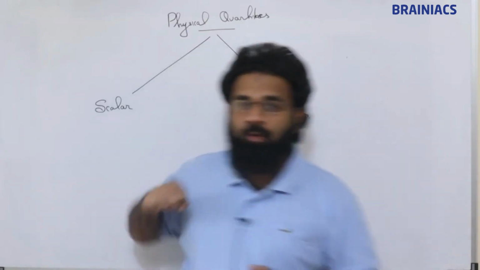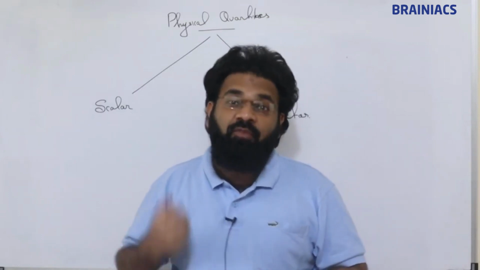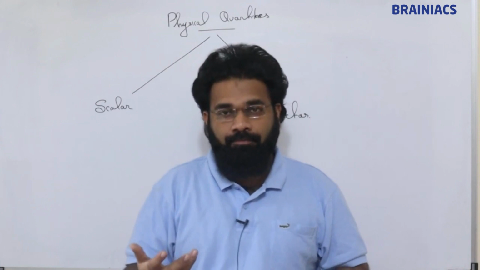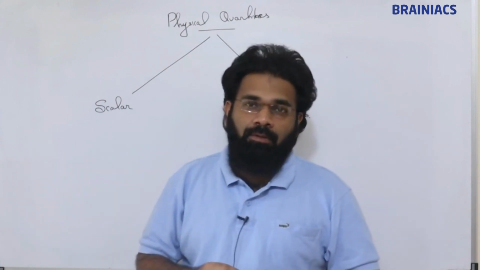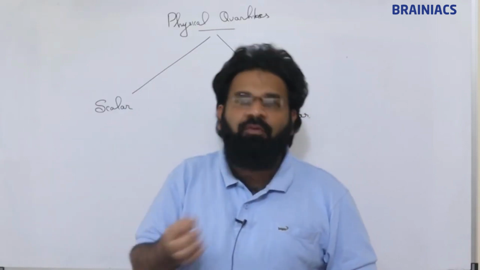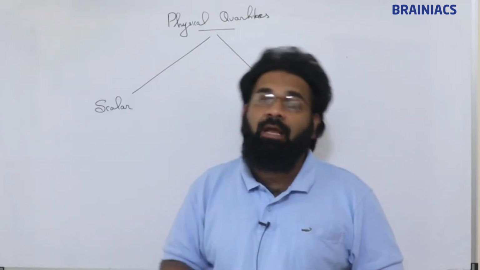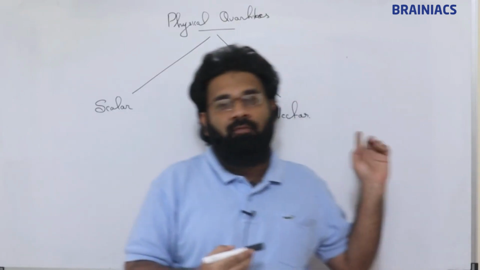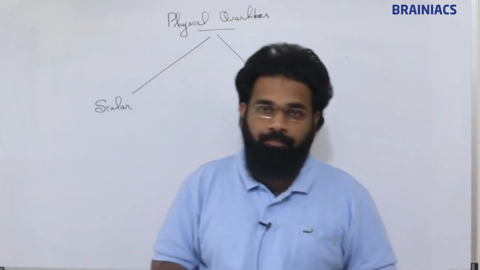Someone punched. Okay, I punched. Someone can ask in which direction he punched. Correct, no? Okay, in this direction I punched. Someone moved. We can ask in which direction he has moved. So direction and magnitude both will be there in a vector, but in a scalar only magnitude, no direction.